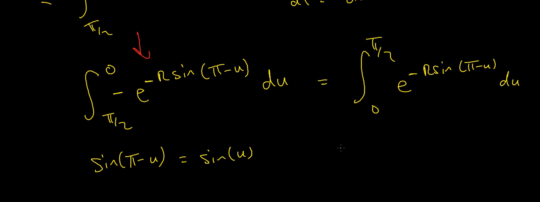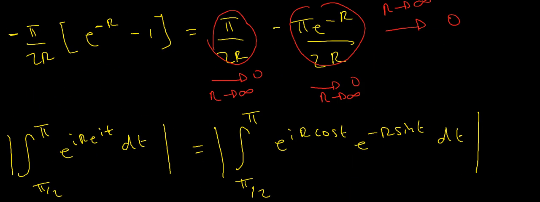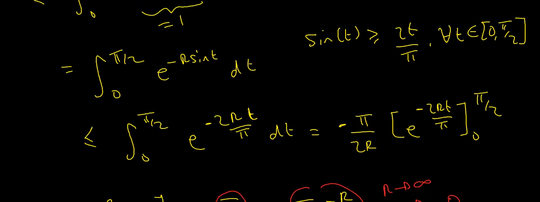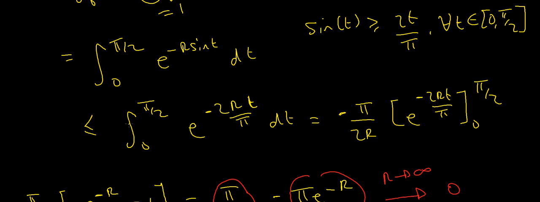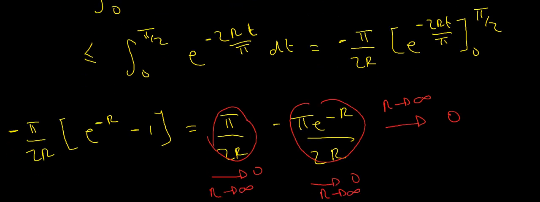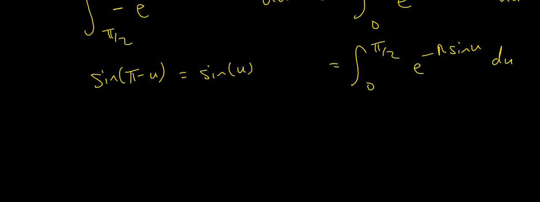So this whole integral here is just equal to the integral from 0 to pi over 2 of e to the minus r sine u du. But that integral we've just shown above. So I've just shown that you can integrate that by using this inequality to bound that by this exponential integral, which you can then integrate, and you can show after you've plugged in those limits that the whole term goes to 0. So we can immediately say, because we've just done all the hard work, that this goes to 0 as r goes to infinity.